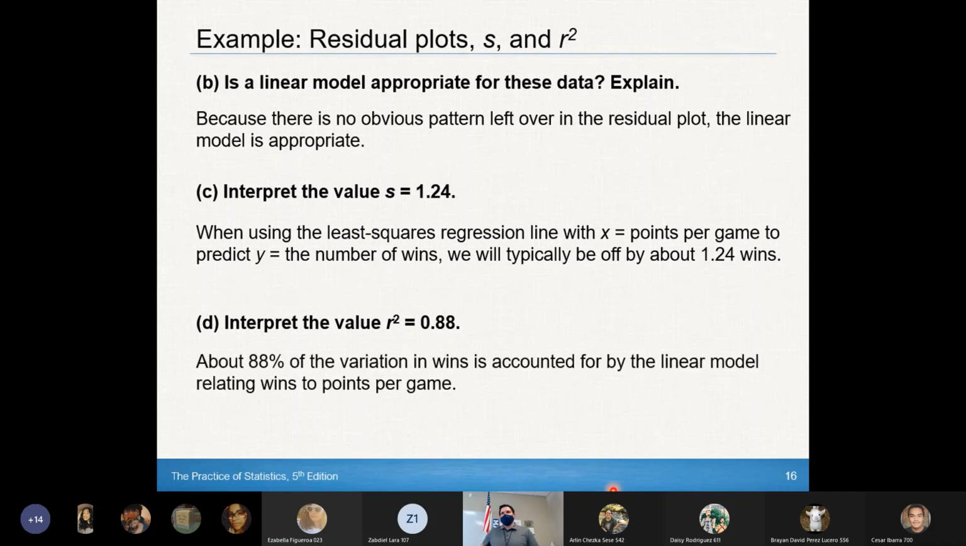And our r squared value of 0.88: about 88% of the variation in wins is accounted for by the linear model relating wins to points per game. Meaning, essentially, the linear model is a good representation. It's pretty darn close.